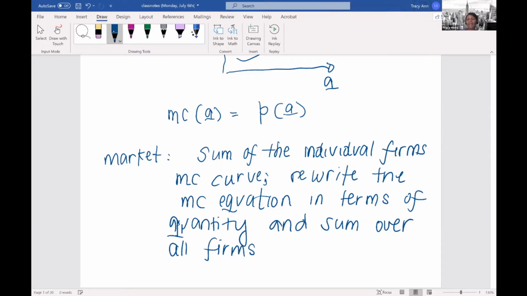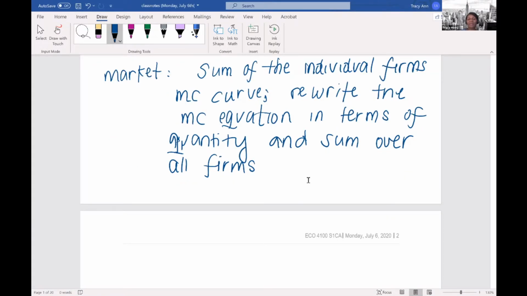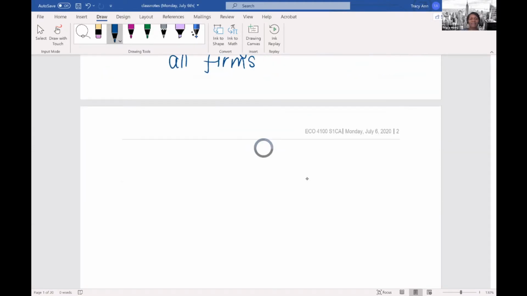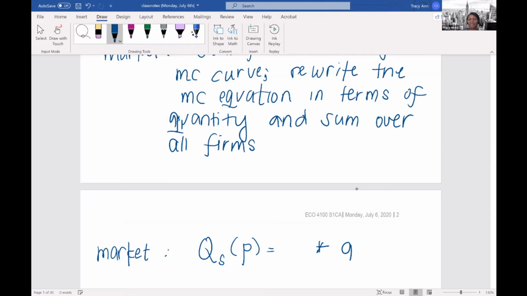So when you look at the market supply that we're getting, we're actually getting quantity supplied, Q^S, which is a function of price, which is basically rewriting your individual marginal cost curve, as we see. So this is equal to N times your individual quantity supplied, which is a function of P.